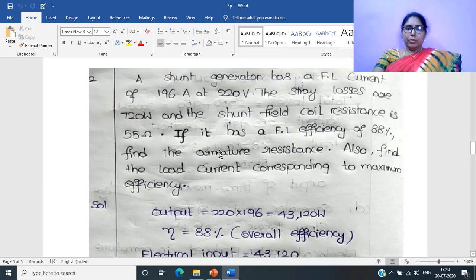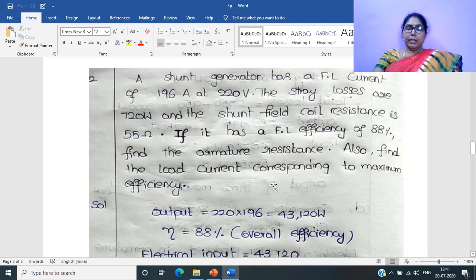Next, I would like to see this second problem also. Let me read out this problem. A shunt generator has a full load current of 196 amperes at 220 volts. The stray losses are 720 watts and the shunt field coil resistance is 55 ohms. If it has a full load efficiency of 88%, find the armature resistance and also find the load current corresponding to maximum efficiency. This problem is somewhat different. First, we need to calculate the armature resistance from the given data, and then we need to calculate the load current corresponding to maximum efficiency.